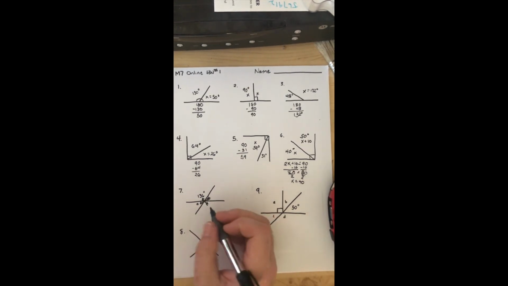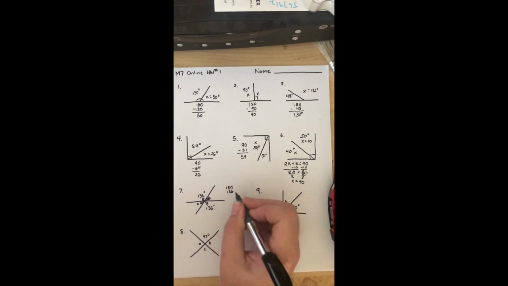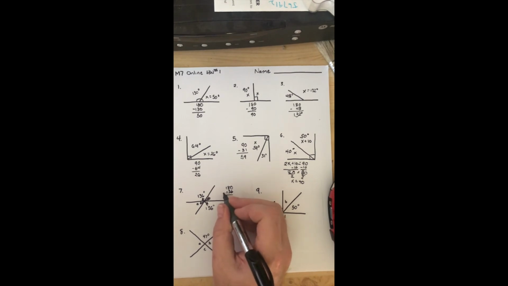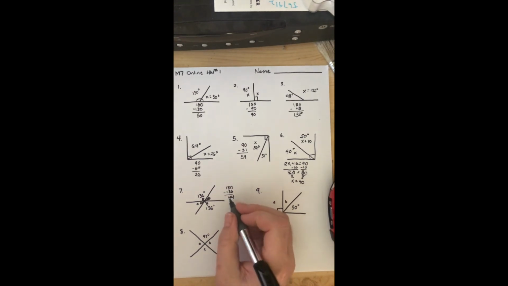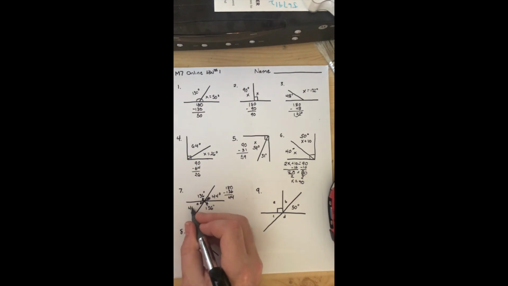The ones that are across from each other are the same, so this is 136. And we're going to take 136 away from 180, and so that's going to leave me with 50. Take away 6 is 44. And that means there's 44 degrees here, and there's 44 degrees there.